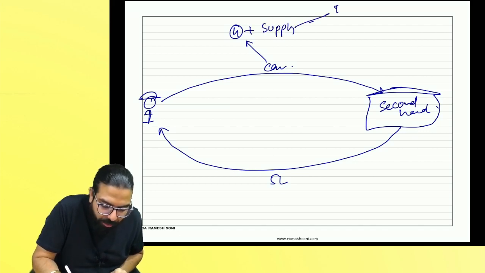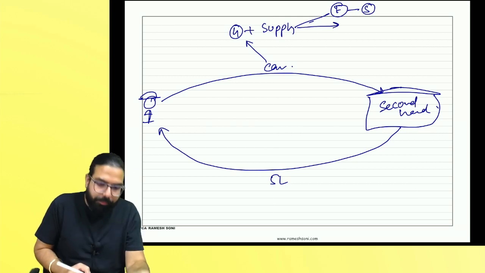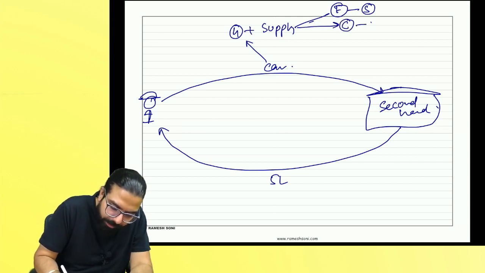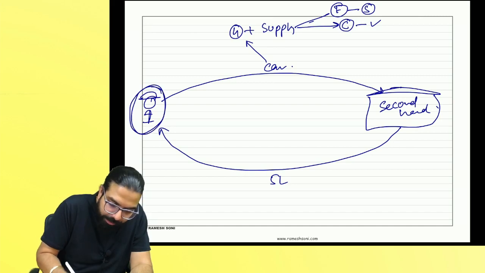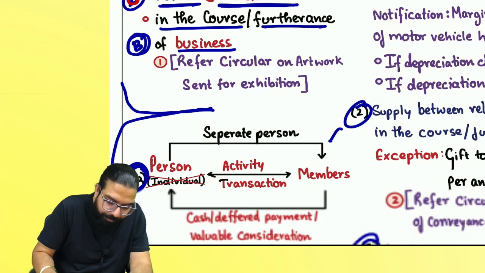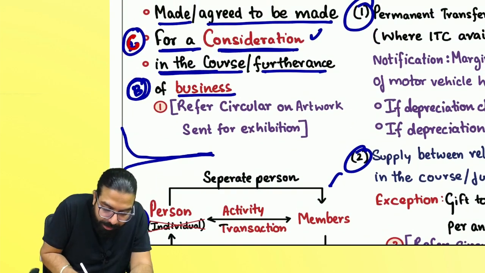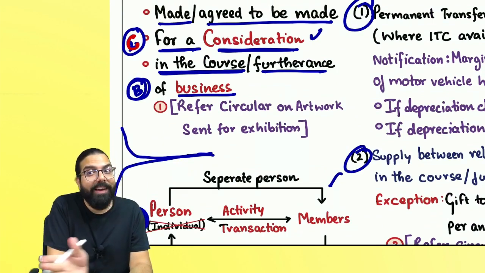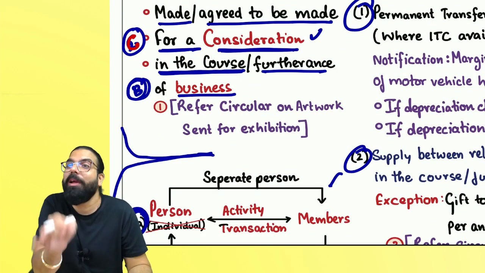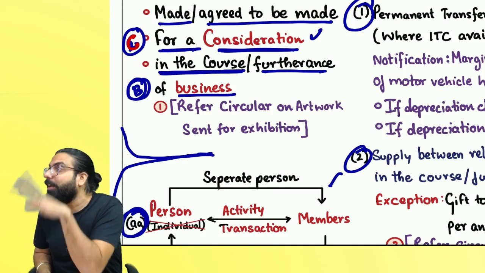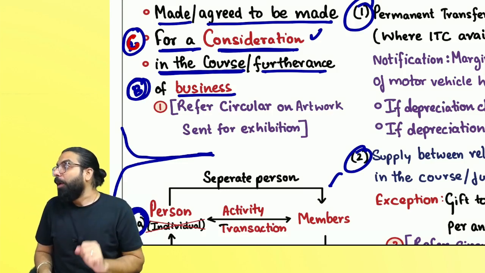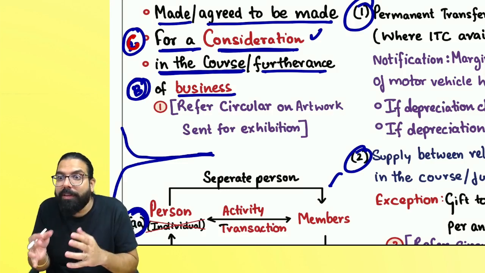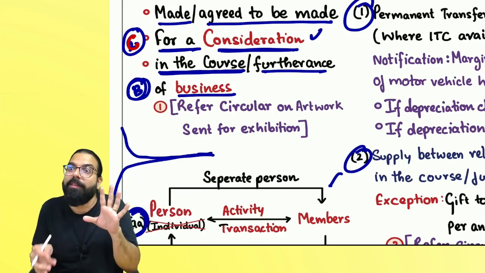Number one, what kind of a form is it? Sale. Number two, is there a consideration? Yes, Venkat has got a consideration. Number three, it has to be in the course of business, meaning during the carrying out of your business. It need not be your main business. Maybe Venkat is a chartered accountant doing CA services. But if during the carrying out of your business you give CA service, that is also your business.